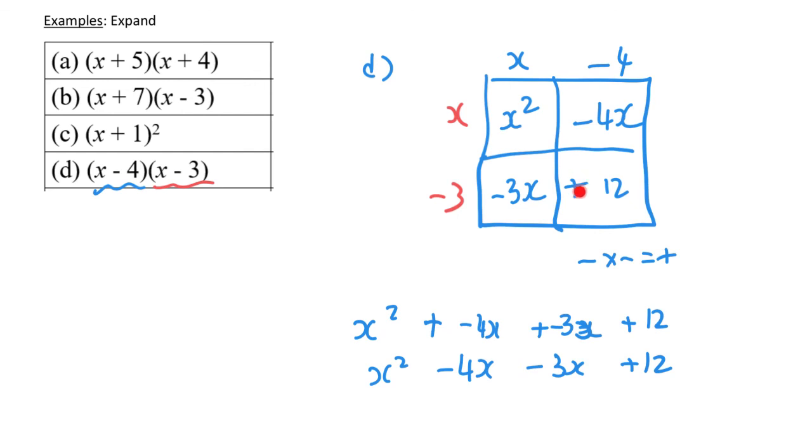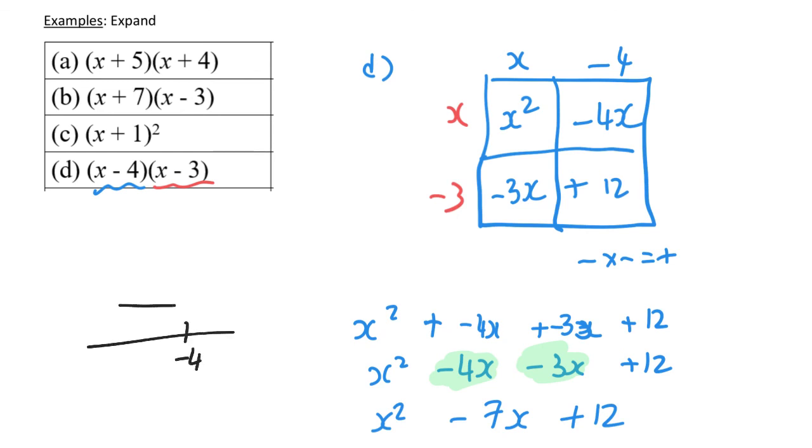If they don't have a sign, so we might have just left that as 12, then it would need to have a plus in front of it. So we look to see if there's anything in common, and we can see that there's a minus 4x and a minus 3x. Minus 4 take away 3 goes down the number line to become more negative, and we've got x squared minus 7x plus 12. So that's not a case where two minuses make a positive. That's more of a case in the number line where we're starting at minus 4 and then we're taking away 3, which ends up at minus 7.